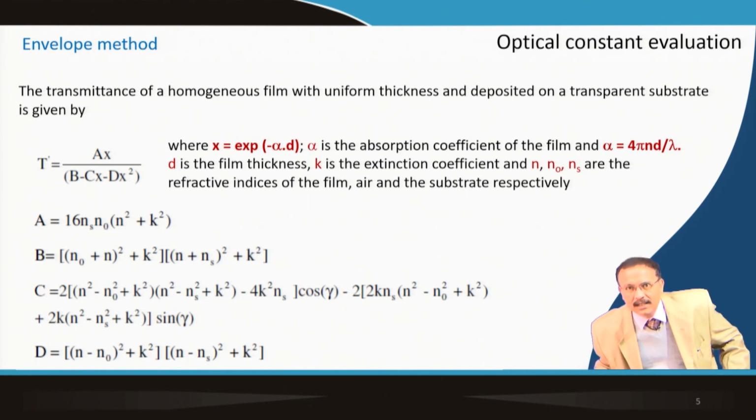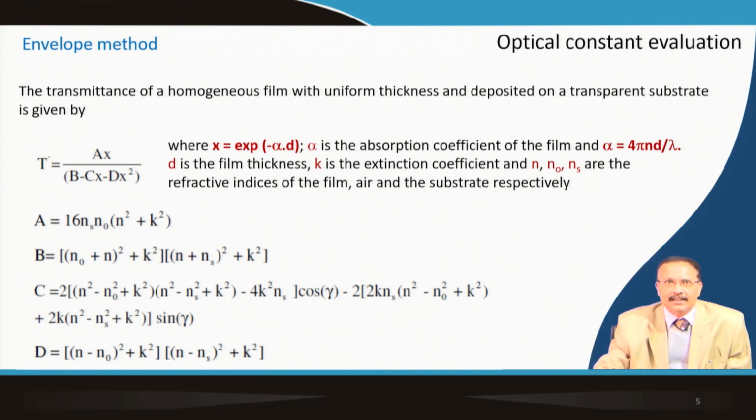So, how is it done? That I will explain in this lecture. So, this transmittance is given by this simple relation, where x is the film thickness and the absorption coefficient is involved, and the absorption coefficient is again related to the refractive index n, with the film thickness as well as the wavelength that you are considering.